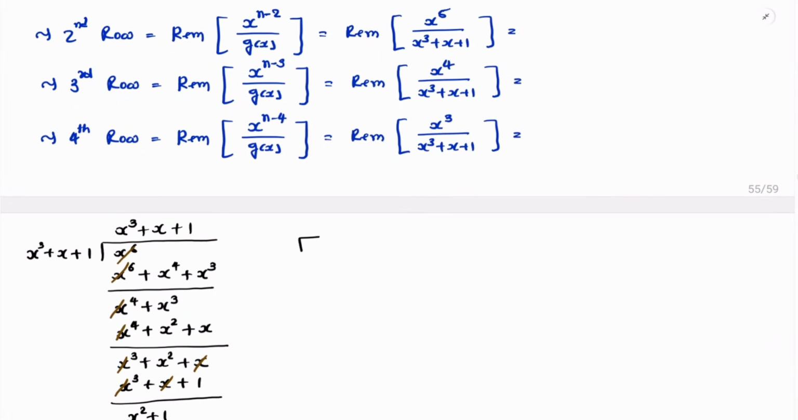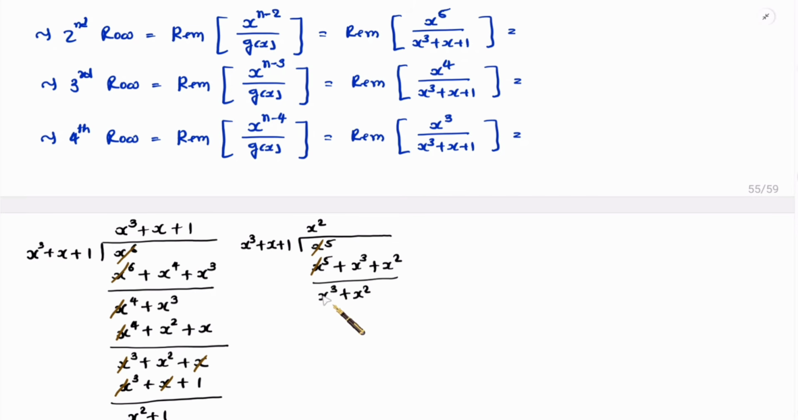For the second row, here we need to perform division of x to the power 5 divided by x cube plus x plus 1. So here the highest order is x to the power 5. So with this we need to multiply x square. So here we will be having x to the power 5 plus x to the power 3 plus x to the power 2. If you multiply this with x square, again eliminate similar terms. x to the power 5 is getting cancelled. We'll be having x cube plus x square.